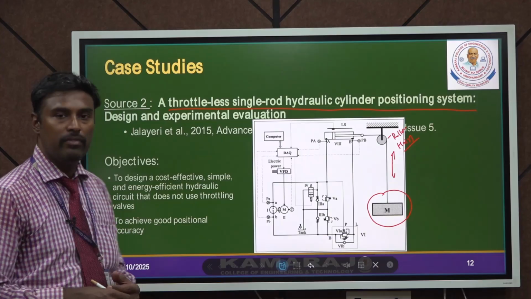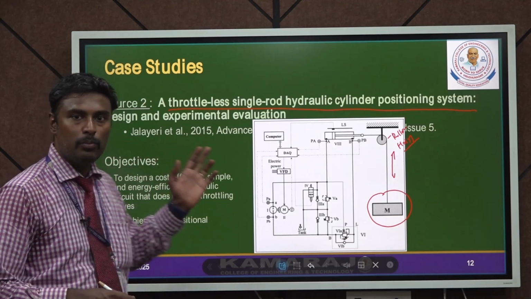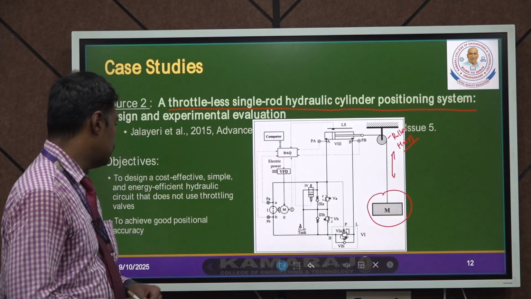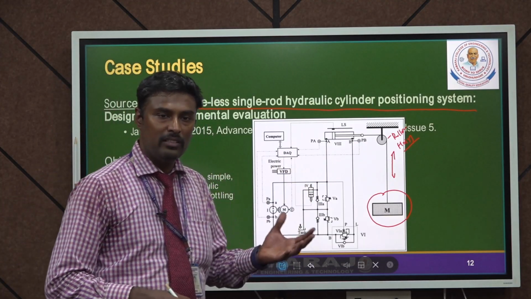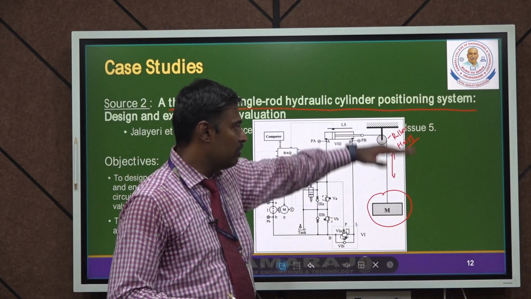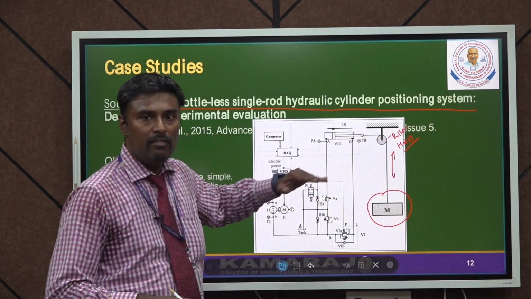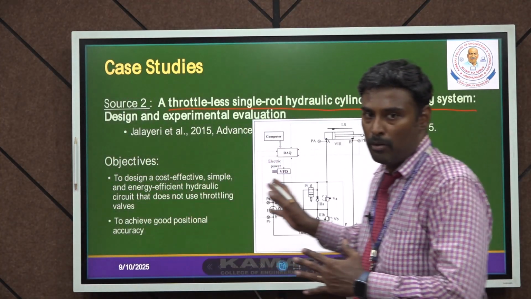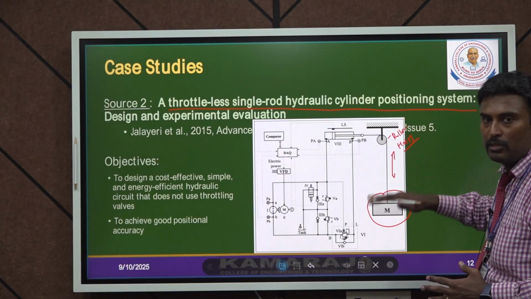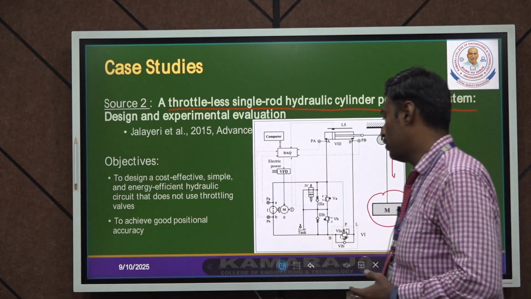Jalayari et al., in the year 2015, proposed this particular circuit, and they demonstrated it in a laboratory environment. They made the entire circuit like this, and what they achieved is good positional accuracy. Without this circuit, the position of the hoist, and of the load moved through the hoist, is not very accurate. Based on this proposed system, the accuracy of positioning the load at particular instances is made more accurate. That is the proposal submitted by Jalayari.